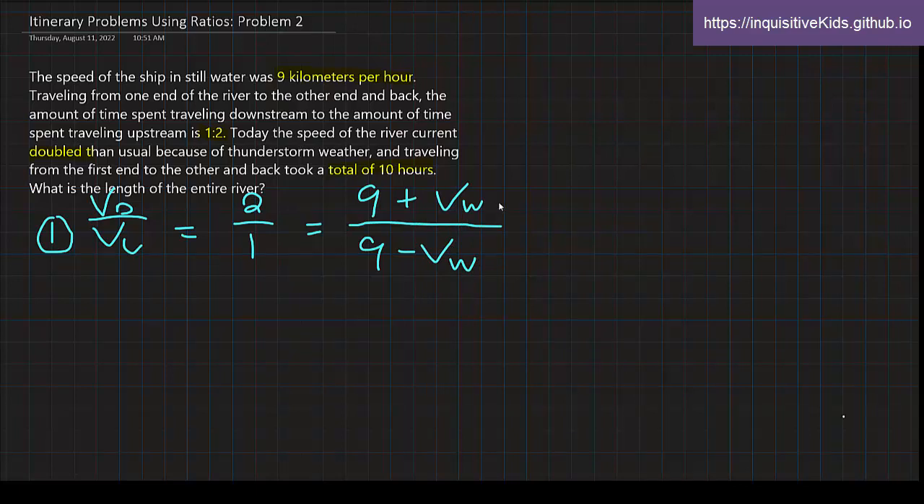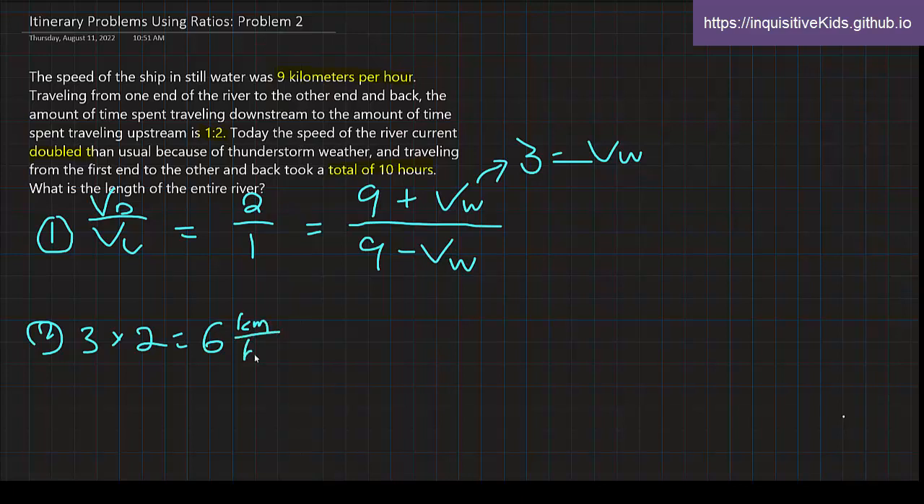And, well, what value could the velocity of the water be if you want the final ratio to be 2 to 1? Well, then this would be 3, and it takes a couple of tries. That's okay. So if 3 is the water speed, then doubled it would be 6 kilometers per hour.